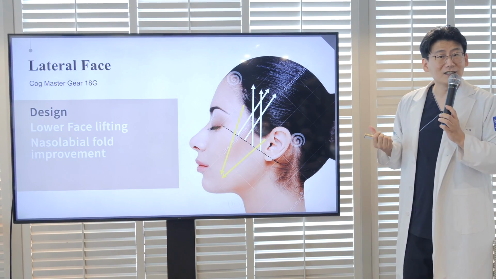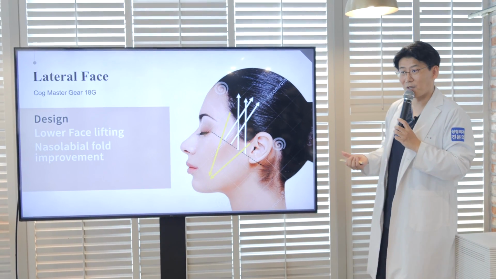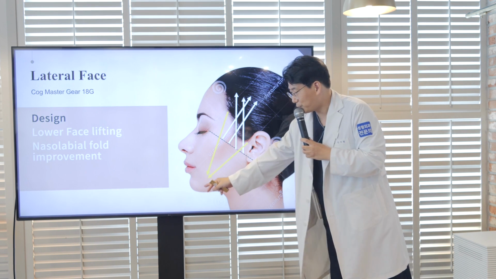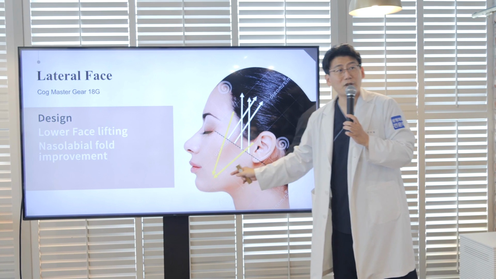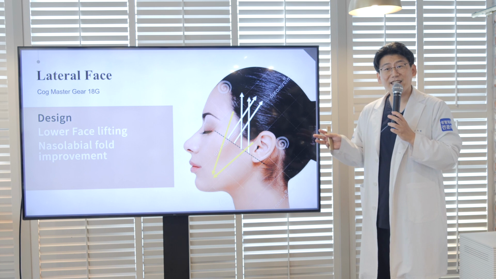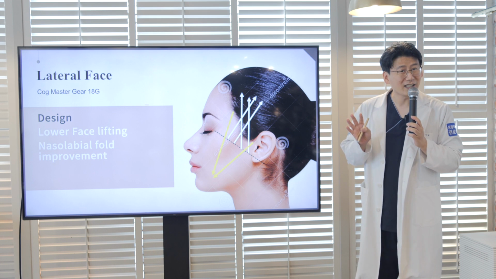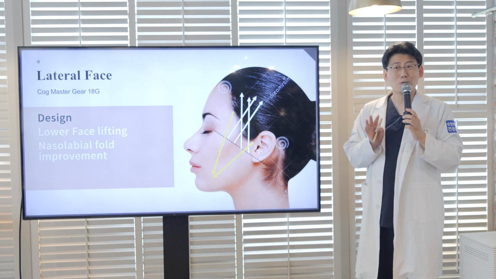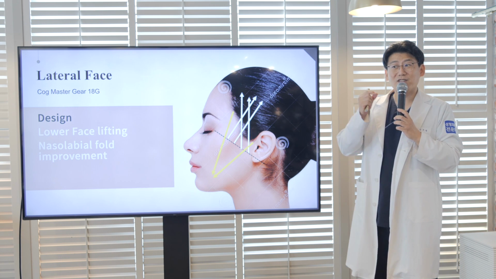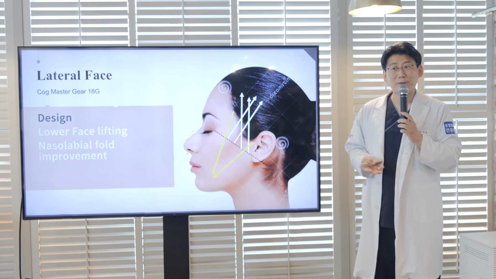So it's very important. This is an example of application. I'd like to correct the nasolabial fold partially, and I want to improve the lateral contour of the lower face with this thick thread. You can use any kind of thread for this procedure. Cog Pro is okay, but it's quite weak. You can also use Cog Master Gear 1, 3, 4, 6. Everything's okay. You can choose the one you want, depending on the patient's condition or your preference.